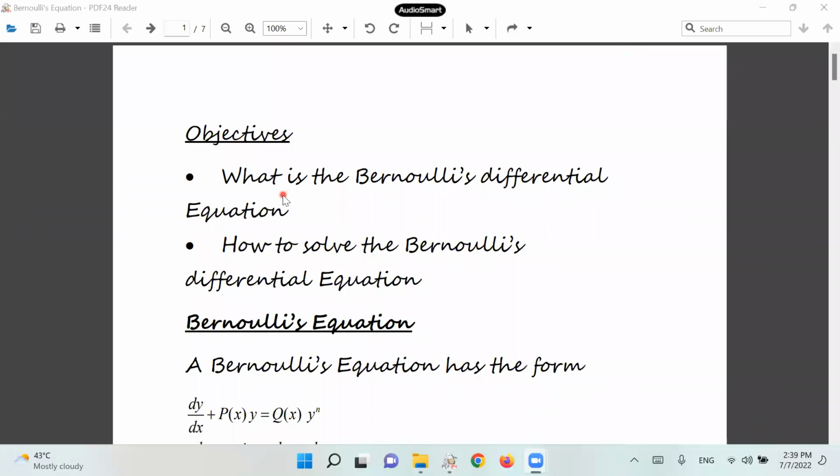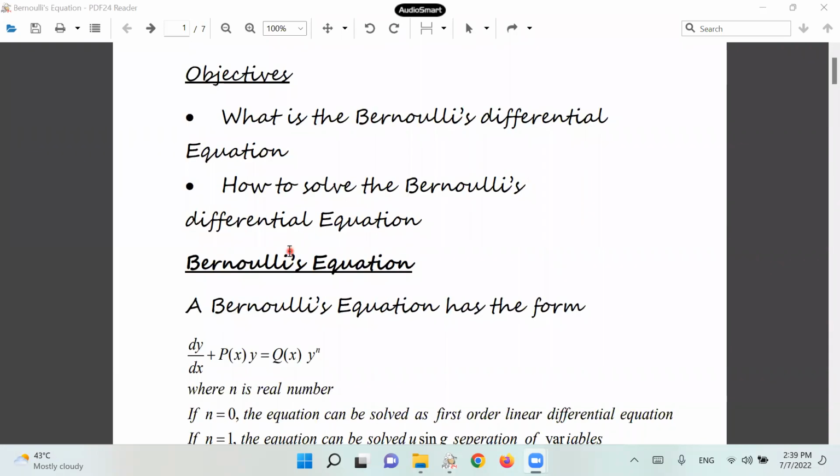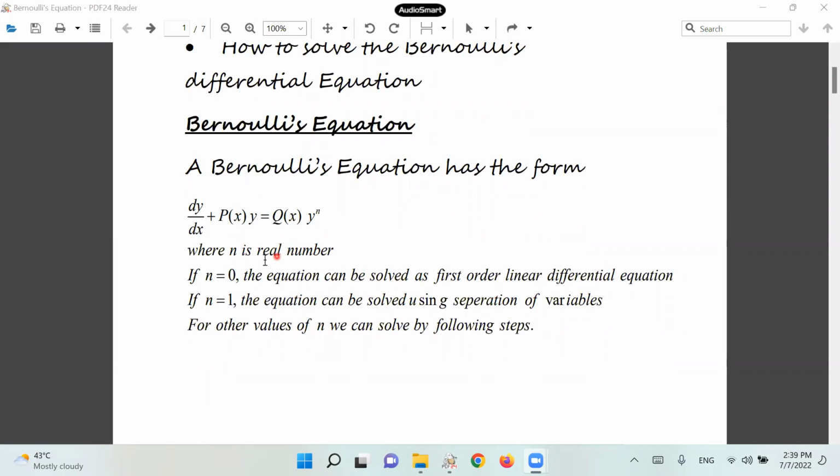This lecture is about what the Bernoulli's differential equation is and how to solve it. We are going to see that the equation is of the form dy/dx + p(x)y = q(x)y^n, where n is a real number, and if n is 0, then the equation can be solved as a first order linear differential equation.